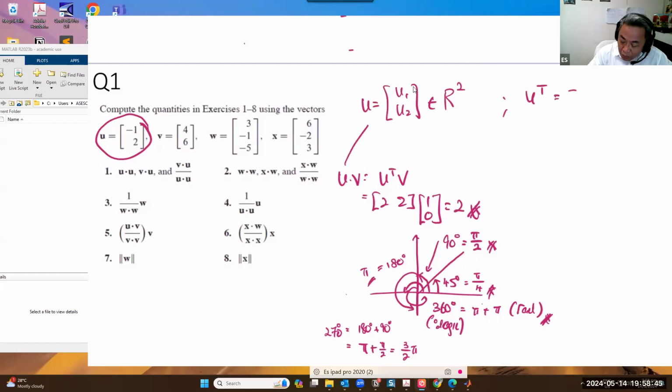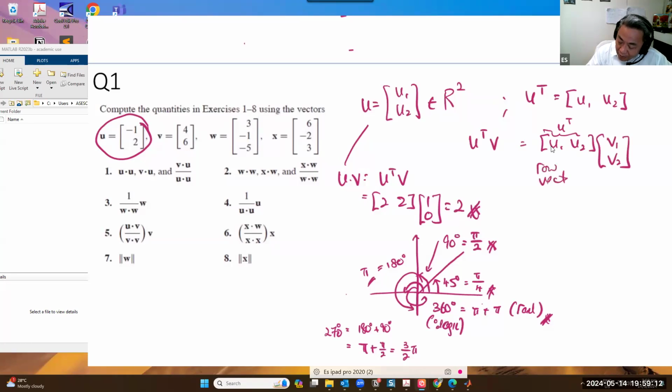Let us make it into a row vector. So this is u transpose. What is u transpose v? It means u1, u2. So this is u transpose, right? This guy is u transpose. And then this is v1, v2. So now this is a row vector here. And this is a column vector, right?